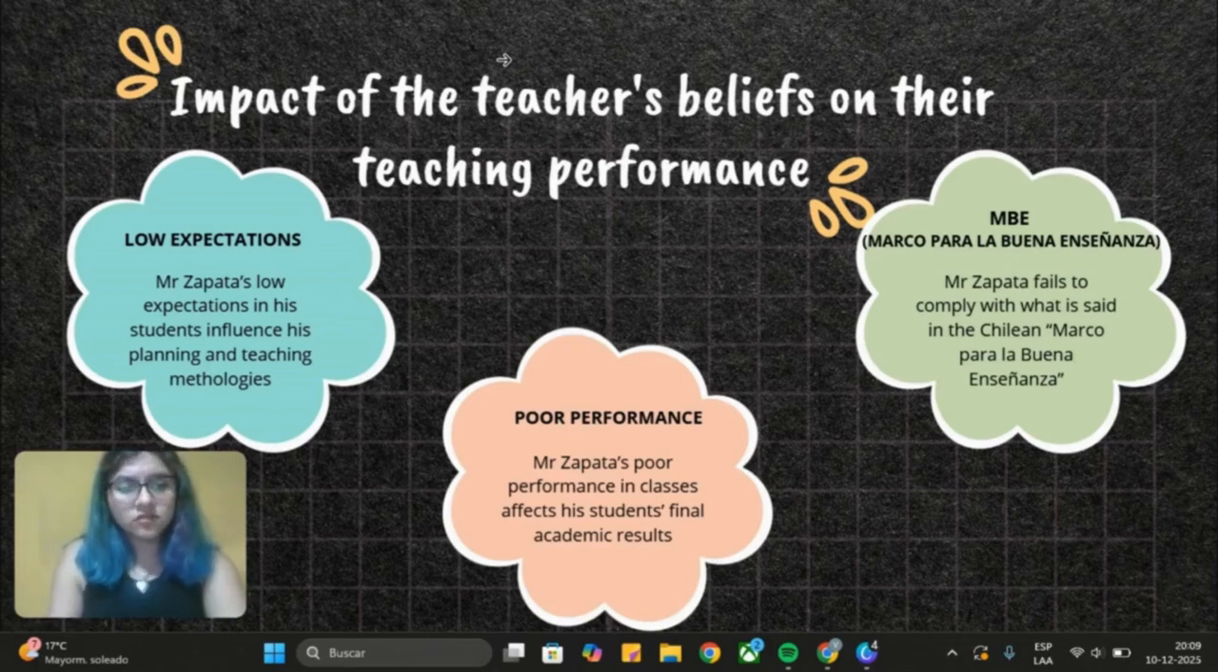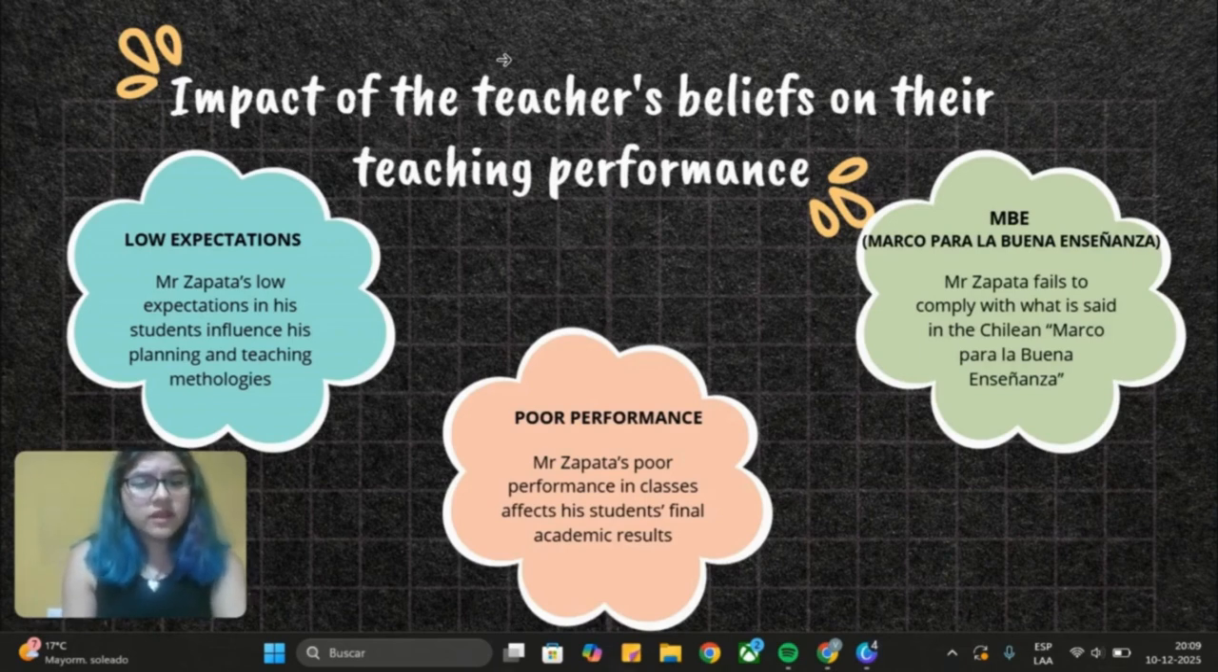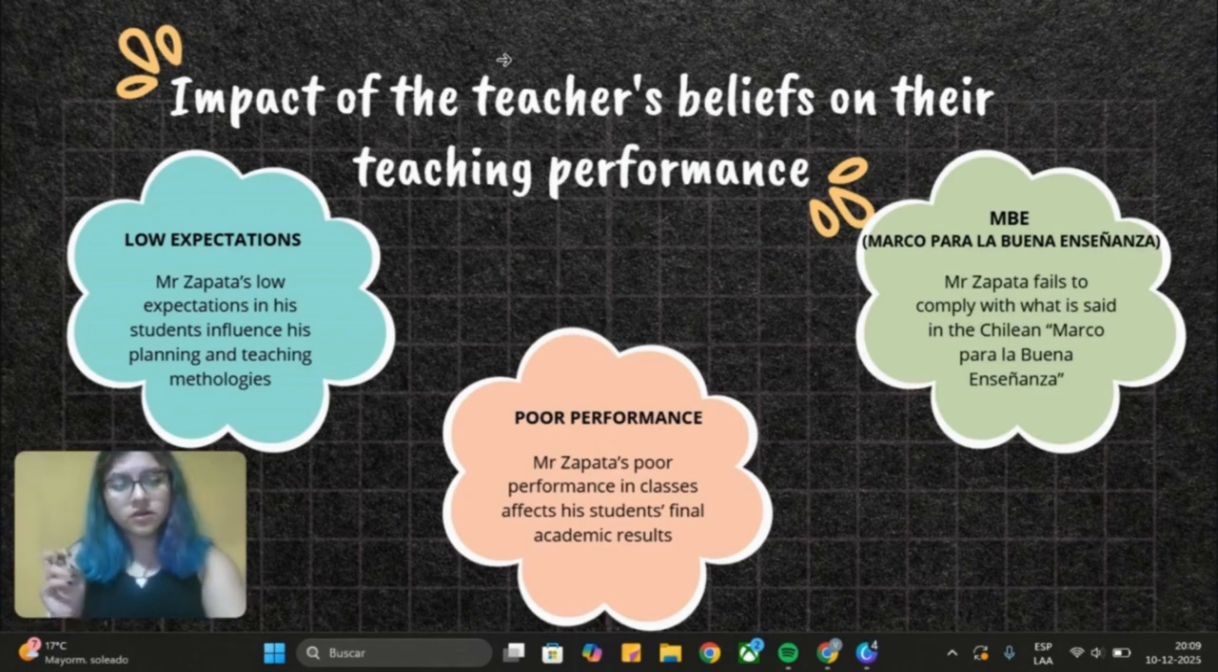This hinders the students' English learning, as they don't have a challenge that would motivate them to try to learn the language in the way prescribed by the Ministry of Education. The teacher's beliefs also represent a failure to comply with the Marco para la Buena Enseñanza, which stipulates in Domain C, teaching for the learning of all students, that teachers must demonstrate high expectations and promote challenging learning opportunities for their students by implementing motivational strategies.